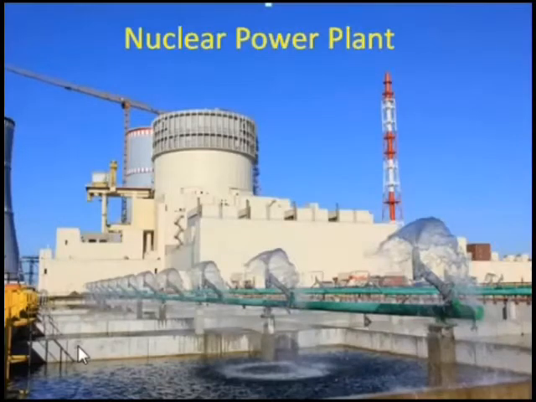The nuclear power plants work similar to thermal power plants, in which the steam is produced by means of nuclear fission and fusion reaction, and the steam rotates the turbine. The turbine in turn is connected to the generator, and the generator generates electricity.